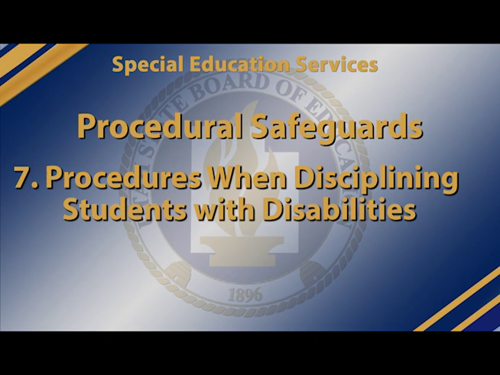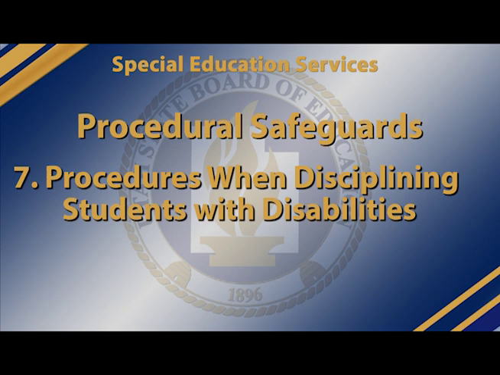Basis of knowledge for disciplinary matters. An LEA must be deemed to have knowledge that a student is a student with a disability if, before the behavior that precipitated the disciplinary action occurred, 1. The parents of the student or adult student expressed concern in writing to supervisory or administrative personnel of the appropriate LEA, or a teacher of the student, that the student is in need of special education and related services.